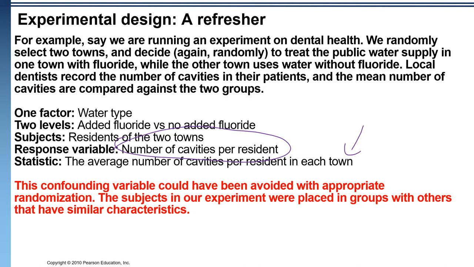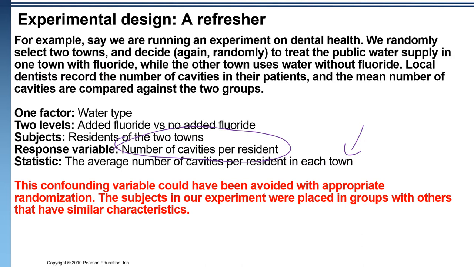We talked about there being a confounding variable here. It's the amount of milk that the residents in these two towns are consuming. And this could be avoided with appropriate randomization. So there was randomization in this design. They randomly selected two towns. They randomly decided which town would get the fluorinated water and which wouldn't. But when we actually conducted this experiment, the subjects ended up being placed in groups with others that have similar characteristics. All the heavy milk drinkers were grouped together. We could have eliminated this by randomizing more appropriately. If we randomly assigned specific subjects to receive fluorinated water, then that confounding variable would not have occurred. The easiest way to do this would probably have been to take more towns in our sample and randomly decide which towns get which type of water.